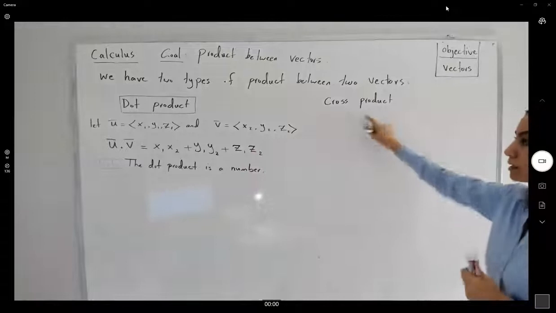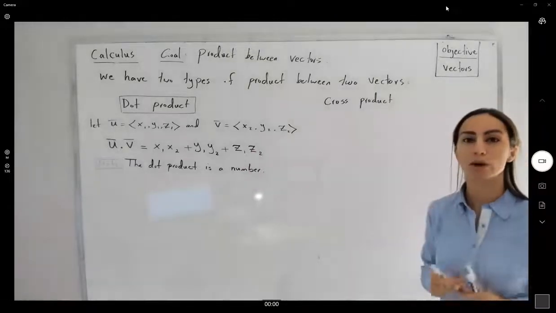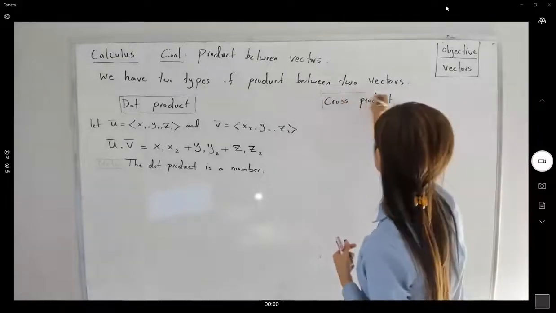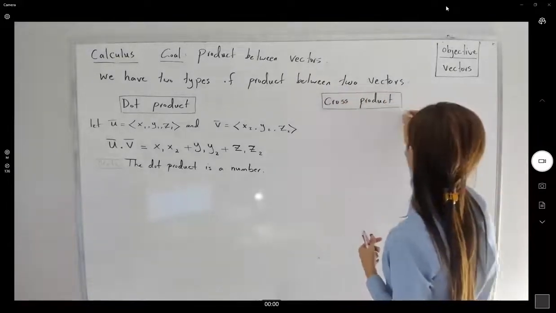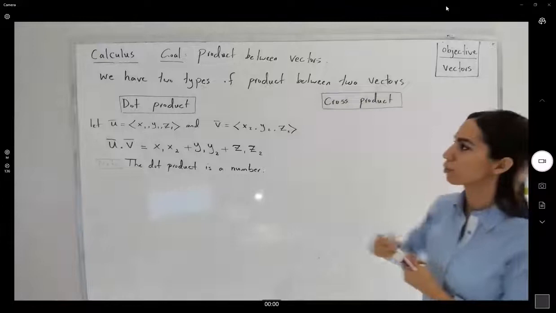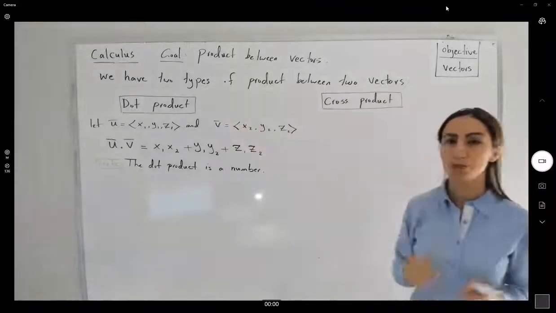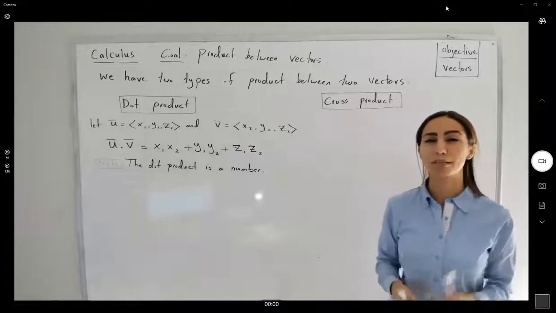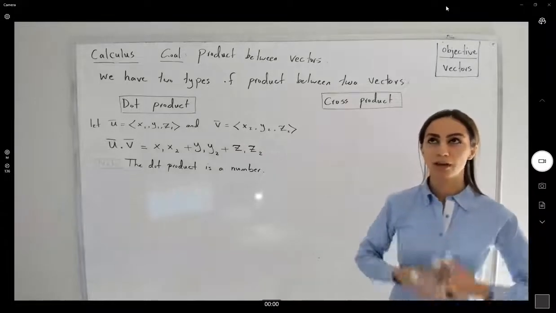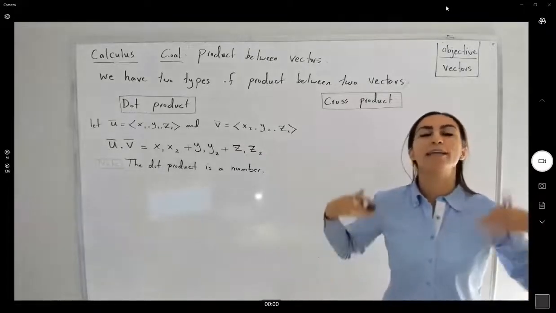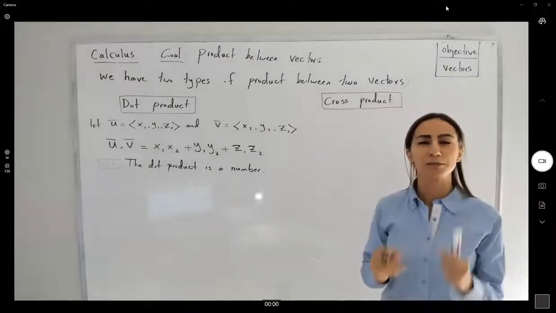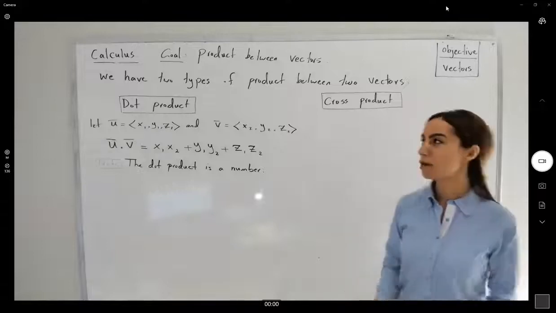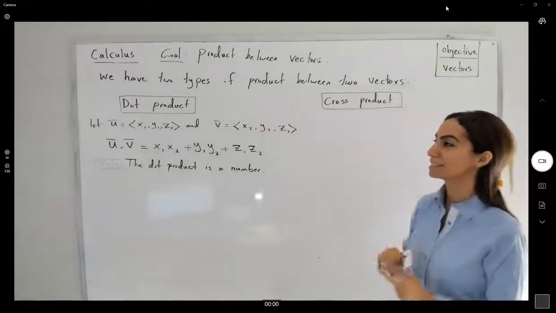Okay, let's talk about the cross product or outer product between two vectors. Let us work with the same vectors, vector U and vector V. When we define the cross product between two vectors, we are actually creating a new vector which is perpendicular, orthogonal to both vectors U and V.